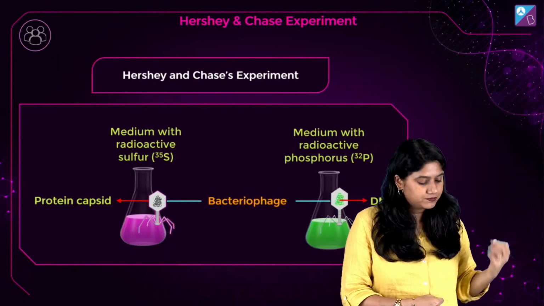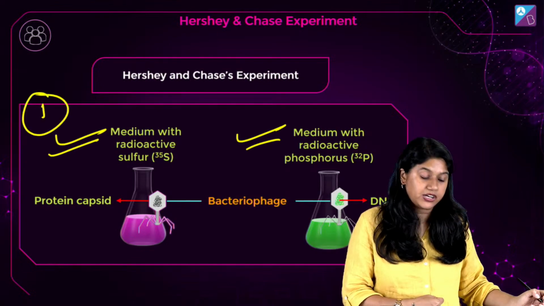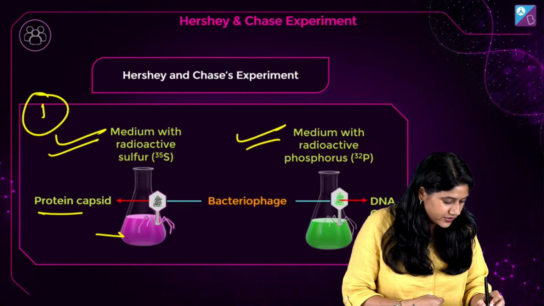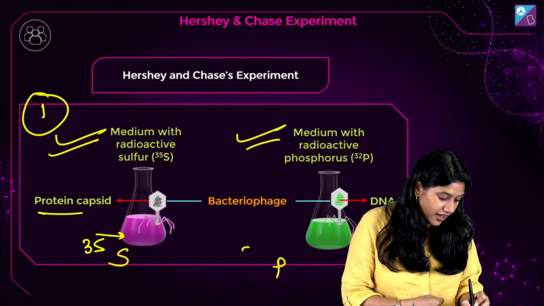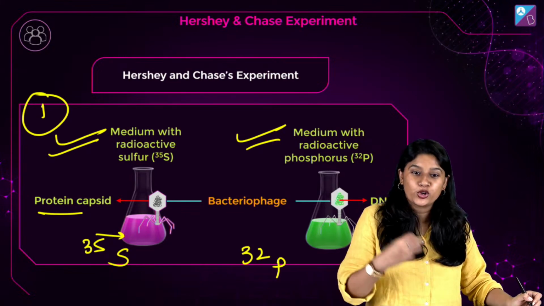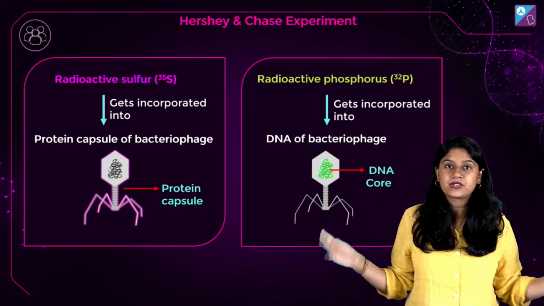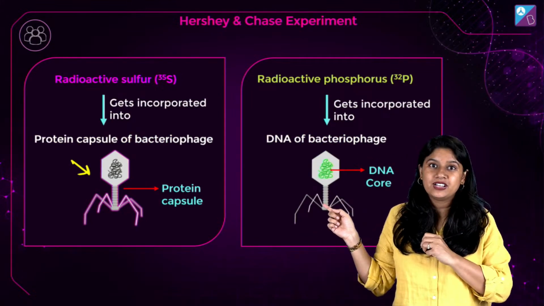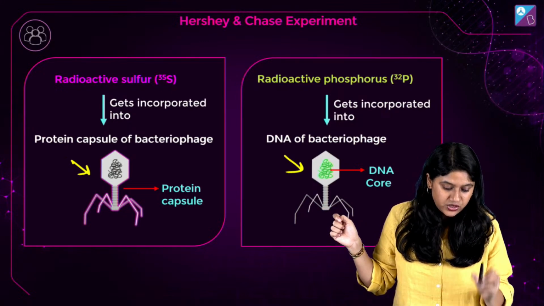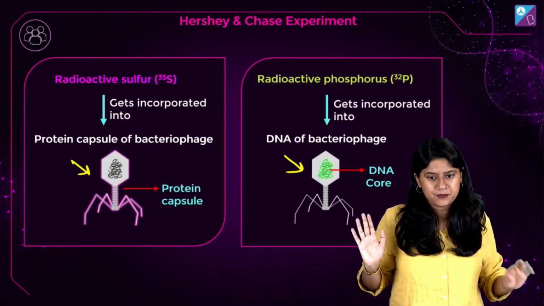So what they did, of course, that is the first method. This is the first step, infection, right? We have the radioactive sulfur 35 and over here we have phosphorus 32. They grew them in that medium, and after growing in that medium, of course, it becomes like this. The capsule now is radioactive, right, and over here the DNA is radioactive. Clear? This is very easy PG step.